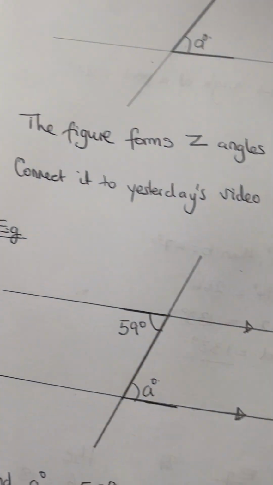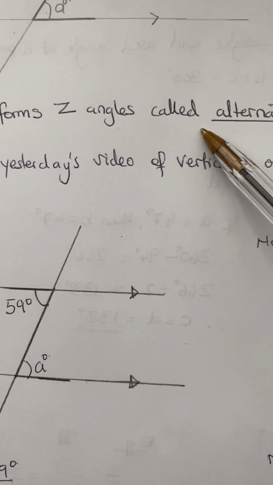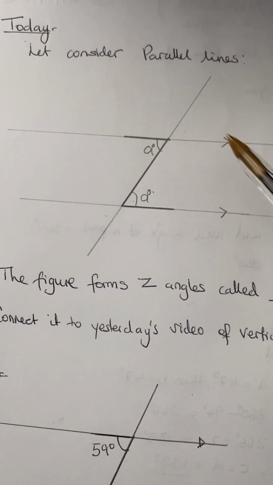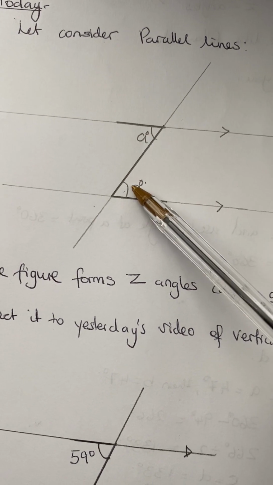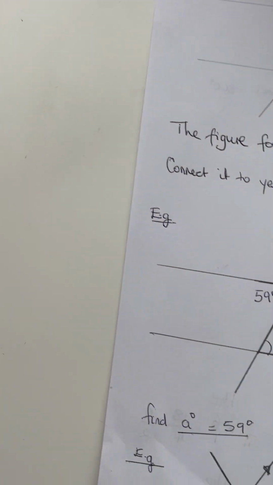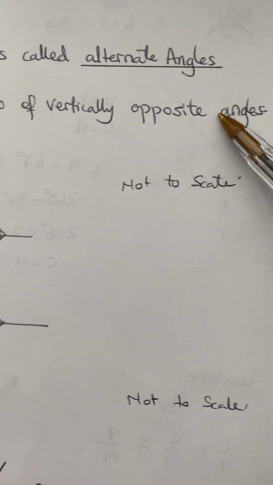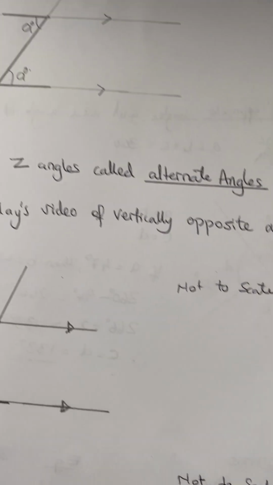Now, the figure forms Z angles called alternate angles. So these A and A here are called alternate angles. Okay. We connected to yesterday's video of vertically opposite angles. So I've shown you that assuming I cover this part of my figure, then this is what we did yesterday. So this A here equals A here.